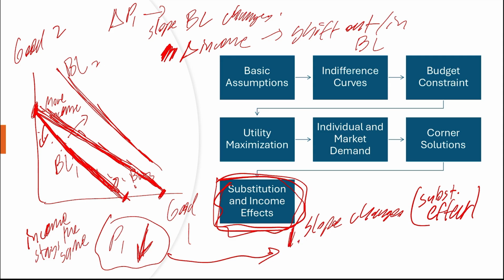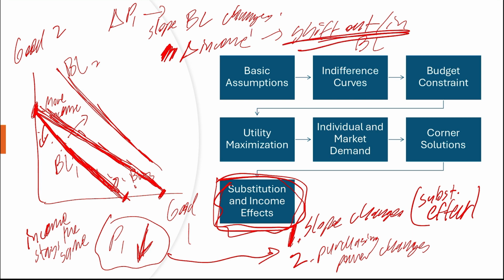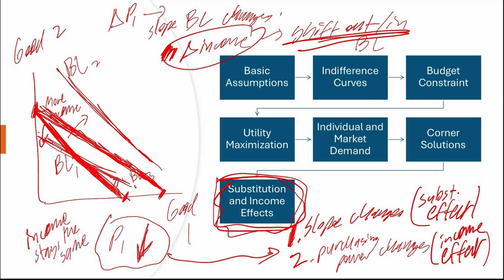So the part of the price change where the slope changes, that's the substitution effect. The part where we have a change in purchasing power, that's the shifting out or in, effectively a change in income. That's what we call our income effect. So we're going to break up this change in price from here to here into part one, which is just changing the slope, and part two, shifting out this budget line.